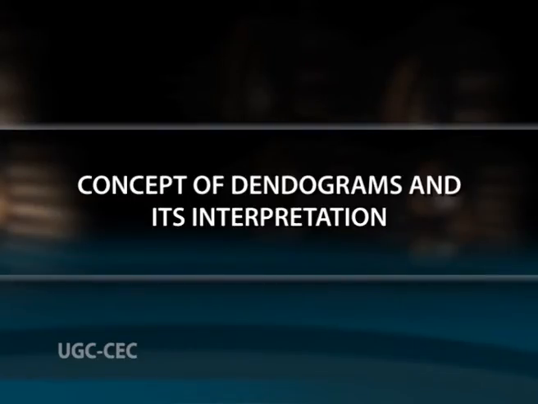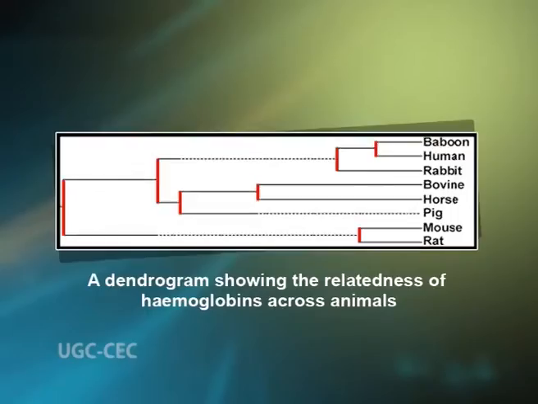Concept of dendrograms and its interpretation. A dendrogram is a branching tree structure that represents the evolutionary relationship among the operational taxonomic units, OTUs, which are gene or protein sequences. In a dendrogram, similar objects, sequences of proteins or DNA which are derived on the same criteria, are arranged in a hierarchical cluster. Hence, a dendrogram shows the relationship among various clusters.